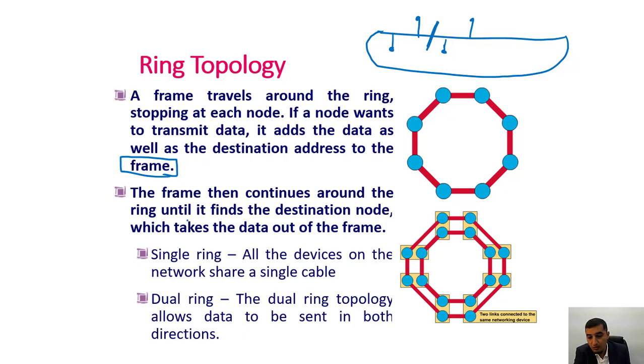We have two types of topologies: single ring and the dual ring. All the devices on the network share a single cable, which is the single ring topology. And a dual ring topology allows data to be sent in both directions. So one data will be sent in this way and one data will be sent in this way. This will significantly reduce the amount of time that the data needs to travel.